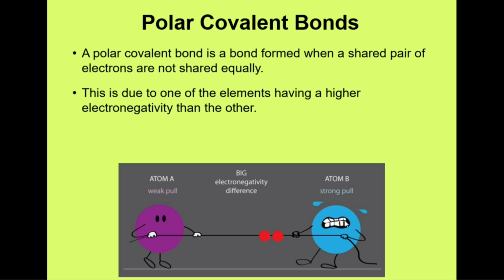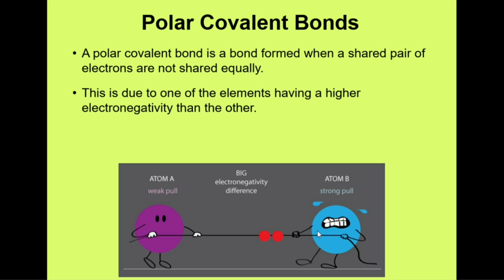Okay, so we've got oxygen as atom B, and then we've got one of the hydrogens as atom A. If these 2 red balls are the shared electrons, the shared pair of electrons making a covalent bond between the oxygen and one of its hydrogens, what we can actually see is that these electrons don't just sit nicely equidistant between the 2 atoms. Instead, they're moving closer towards the oxygen atom, and that is because of something called electronegativity.